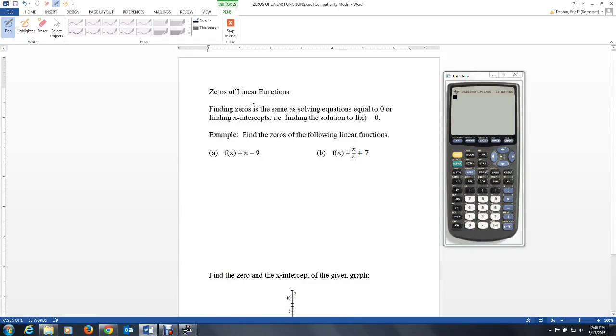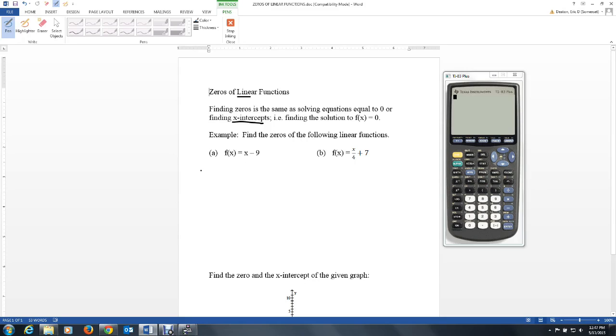Let's find the zeros of linear functions. Linear functions are functions whose graph is a line, which is the same thing as finding the x-intercepts. So when we find the zero, it tells you everything that you need to know. We're just going to set the equation or the function equal to 0 and solve for the variable. So let's do a couple of examples.